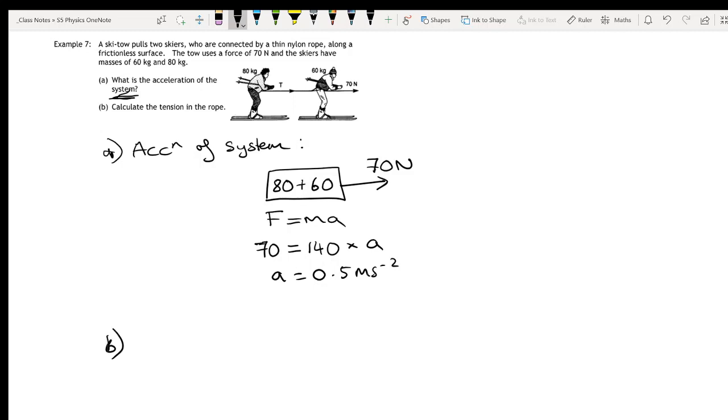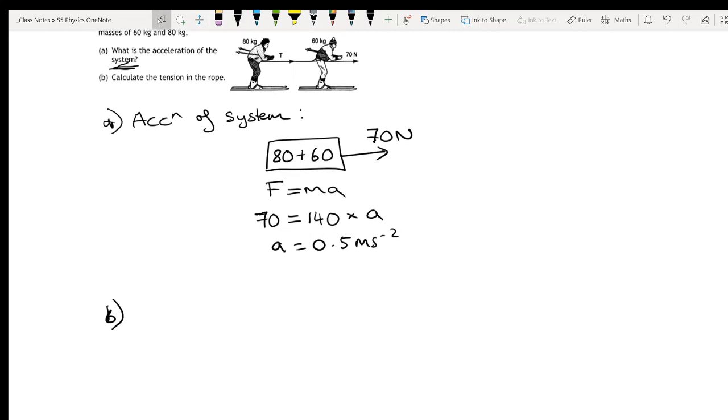B, calculate the tension in the rope. Okay, so the tension in the rope, you can see there's a nice, already drawn an arrow there. So that's what we want to find, that tension going in that direction. So what we want to do now is split them up and look at the 80 kilogram person. Okay, so look at the 80 kilogram skier.